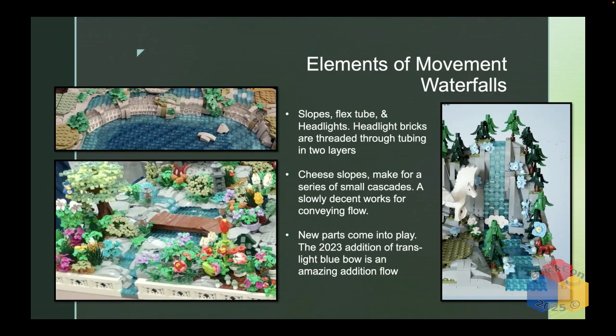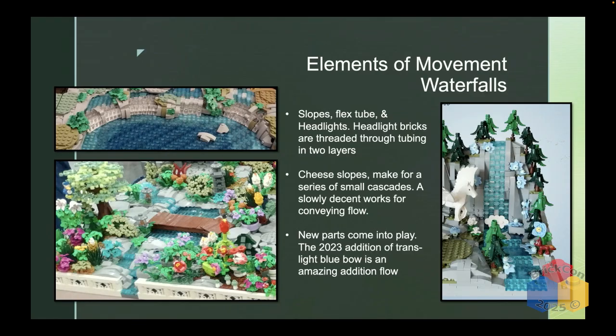Movement in the waterfalls. The top example is using flex tubes. So the headlight bricks slide onto flex tubing, and then you put cheese slopes on top of that and do some layers. You can get curves in your waterfall. This one's only two high, but you could do higher. And it was a super fun technique to actually come up with.